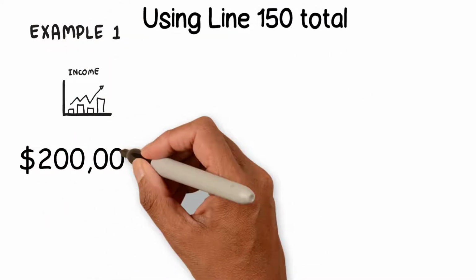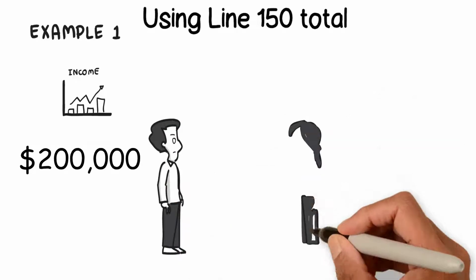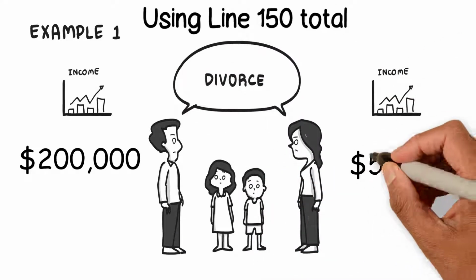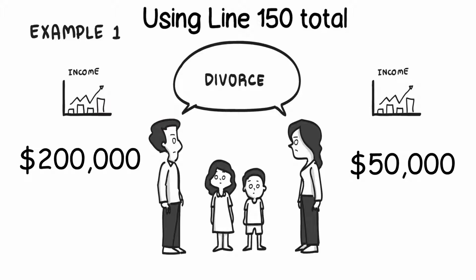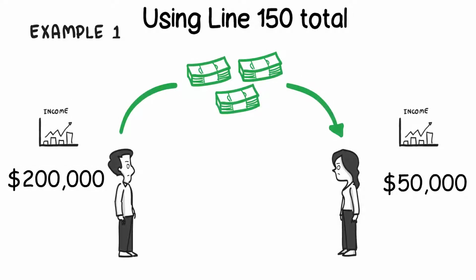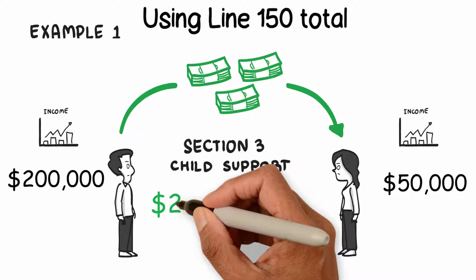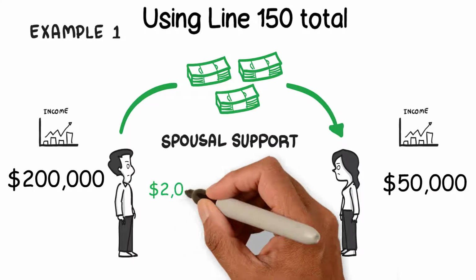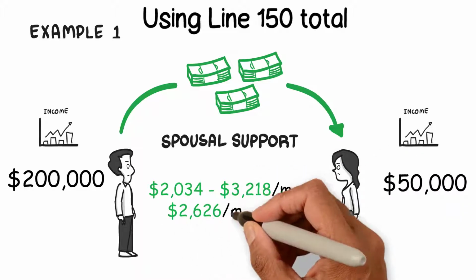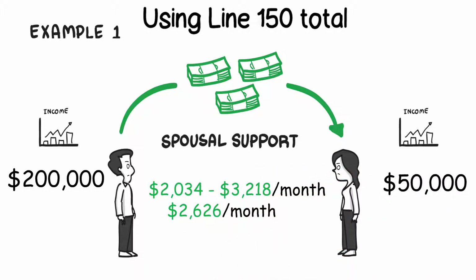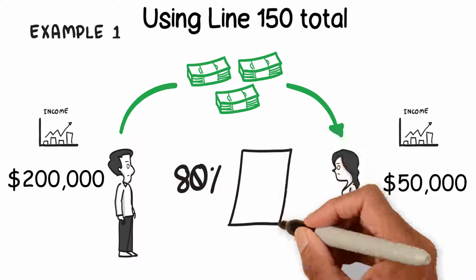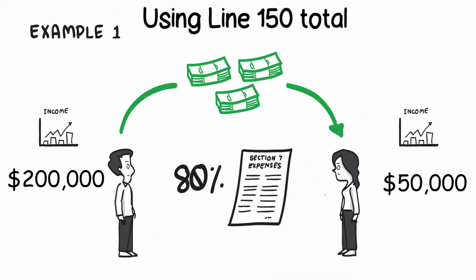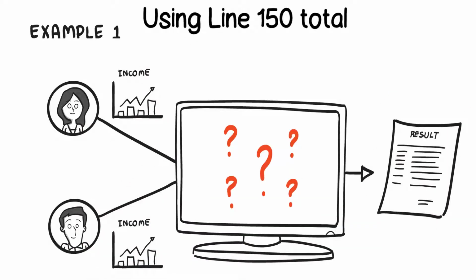Example 1. Josh and Joe are separating after 15 years of marriage, with 2 children under the age of 18. Josh's line 150 for 2018 is $200,000. Joe's line 150 total income for 2018 is $50,000. If we only use these numbers as income for support calculations, Josh pays Joe: 1. Section 3 child support in the amount of $2,793 per month. 2. Spousal support in a range of $2,034 to $3,218 per month, with a mid-range of $2,626 per month. And 3. 80% of all Section 7 expenses. The scenario is straightforward, but the website has not considered how the income inputted is calculated.